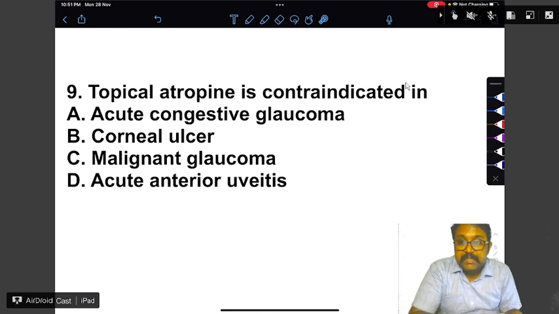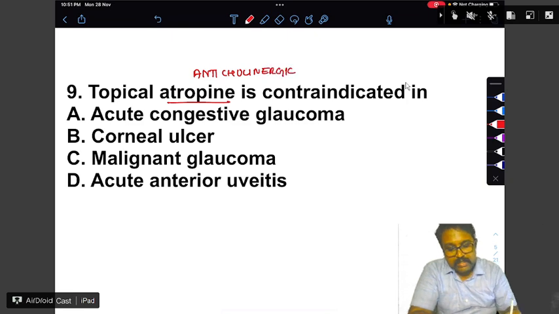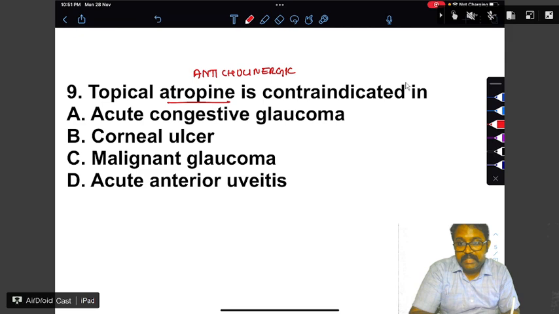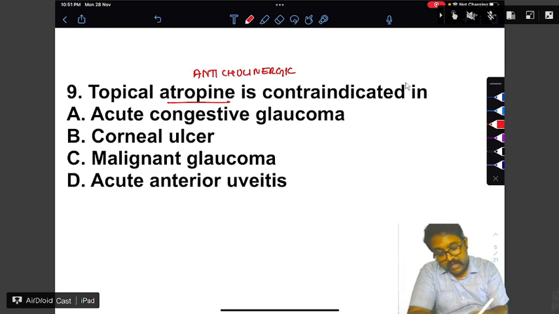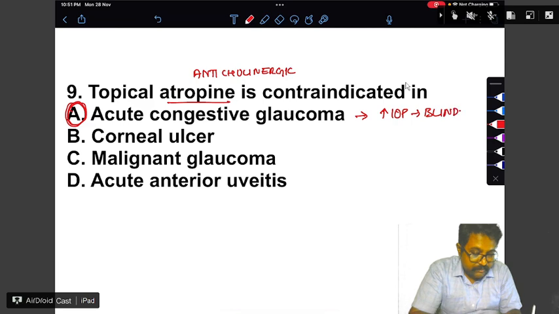Next, moving on to the next question, that is topical atropine is contraindicated in. As you know, atropine is an anticholinergic agent. So which is the absolute contraindication here? You cannot use it in case of acute congestive glaucoma. It will further precipitate the increase in intraocular pressure and the patient may go for blindness. So you need to avoid the use of atropine.